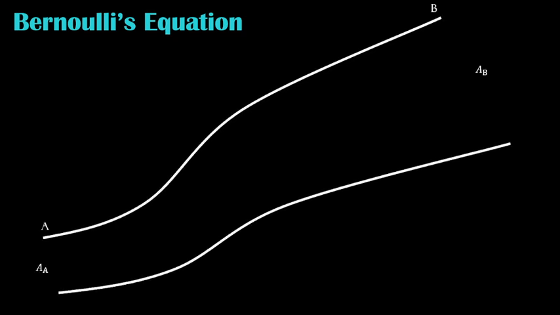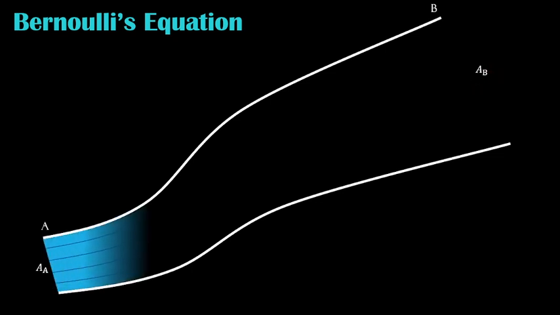This is a pipe of different cross-section area at different regions. At end A, we have a cross-section area AA, and at end B, we have a cross-section area AB, and the liquid is flowing through it.